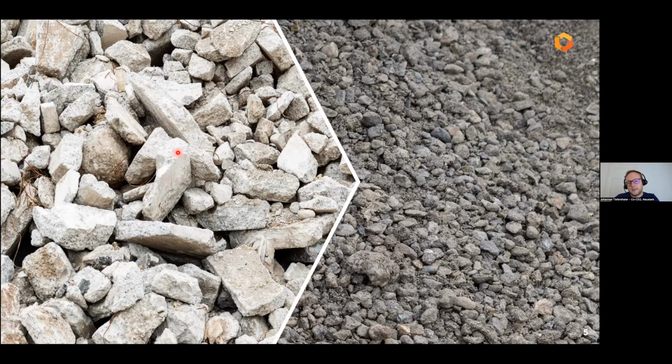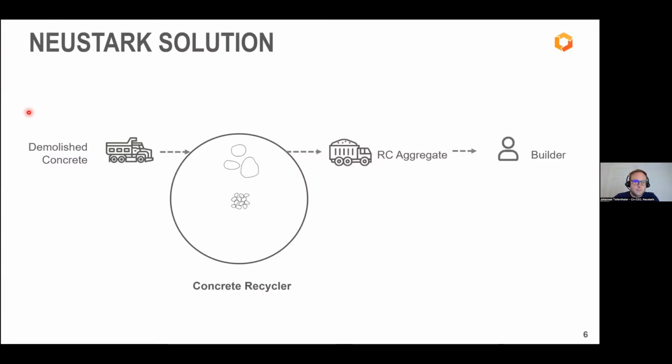And the third thing is that this material stream is already today recycled in the concrete recycling industry, which means that there is already an industry in place which pre-treats the material such that it's an ideal precursor material for carbon sequestration. So here you can see the value chain, the concrete recycling value chain, which is already in place.